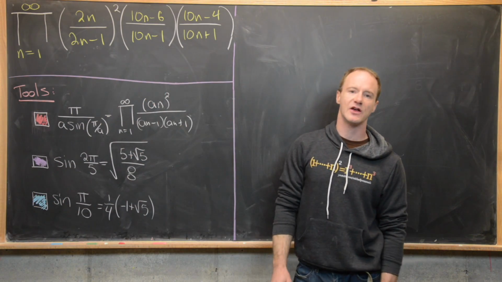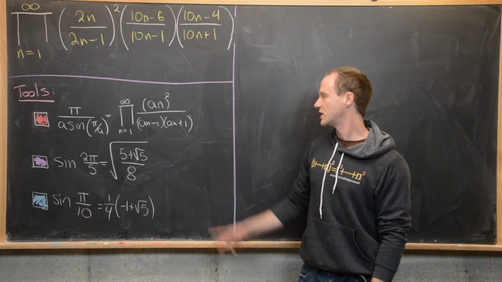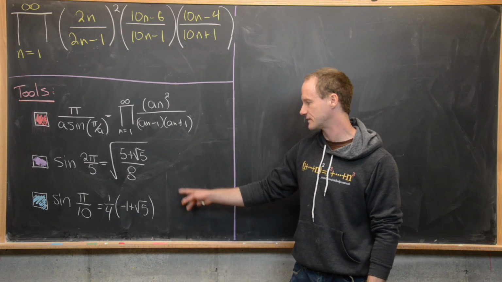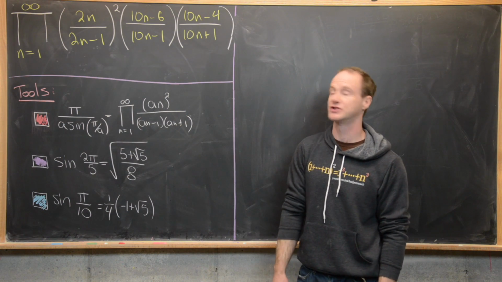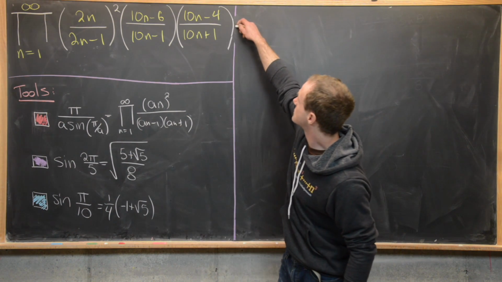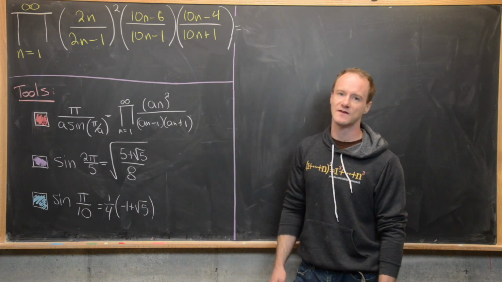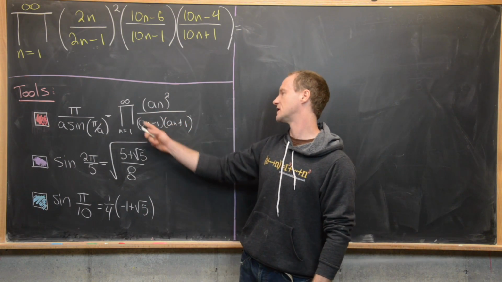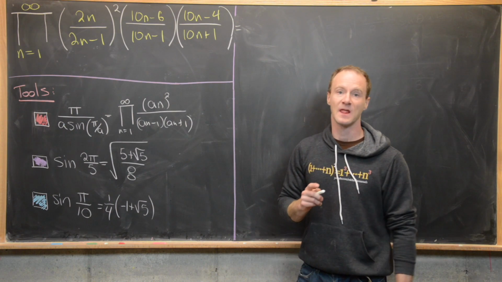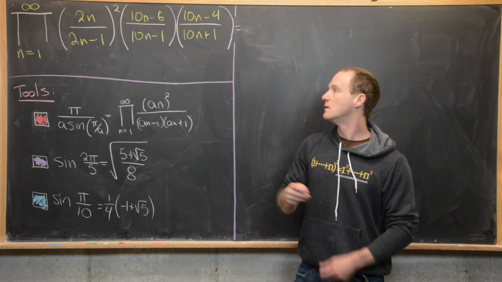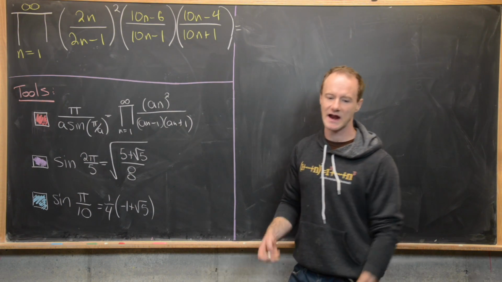Now we're ready to evaluate our goal product. We're going to do that by making heavy use of this first tool, and then the last couple of steps will be governed by these last 2 tools. Since I want to use this first tool quite a bit, I need to rewrite this so that I have a bunch of terms that look like this over here. I'm going to do that by multiplying by special versions of 1. But maybe before I do that, let's write everything out.